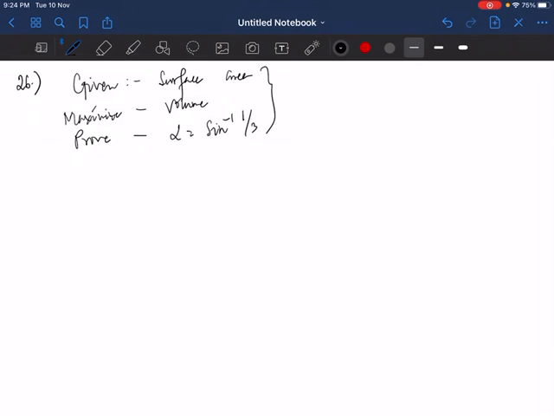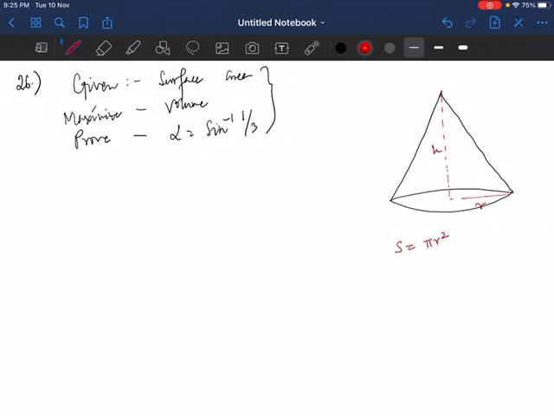So I hope in question number 25 we are very clear about the idea of this semi-vertical angle. Here we have the height and the base radius. So this is my h. Now when we talk about the surface area of the cone, S is given by pi r square, the circle, plus pi r l. So basically it is pi r into r plus l, right?